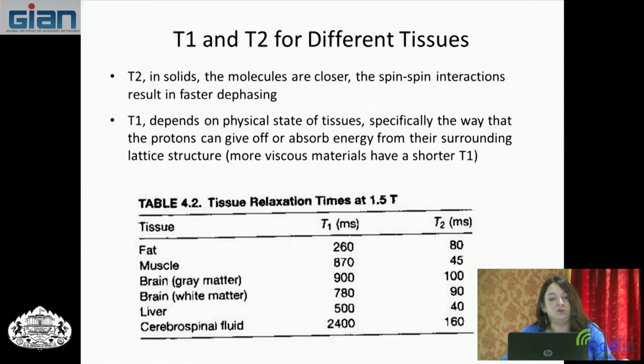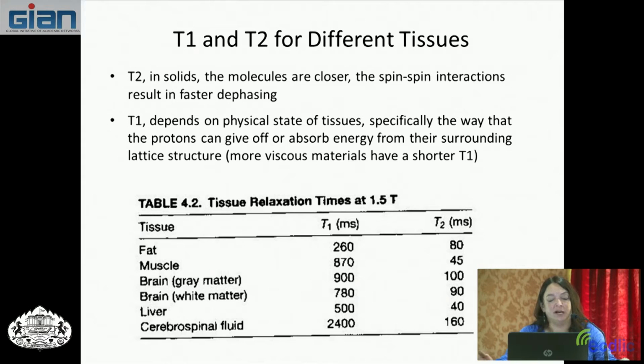Again, T2 and T1 are different for different types of tissue. So in solids or in bone, the T2 is faster because the molecules are closer together. So they're interacting together to cause this faster dephasing, or the faster separation of those phases as they spin together in the transverse plane.